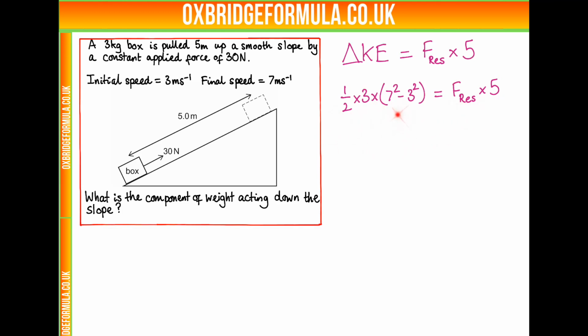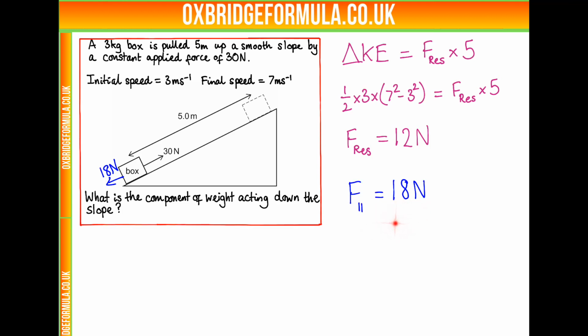So this is a half times 3 times, this should give us 40, so the total should be 60, and therefore the resultant force is 12 newtons. So this is essentially the work done was 60 joules, so the resultant force overall was 12 newtons, and we know the part pulling us up was 30 newtons, so the part that must have been acting against this to give us our resultant force was 18 newtons. So this force parallel, to show that it's going along the slope but down the opposite way, is 18 newtons.